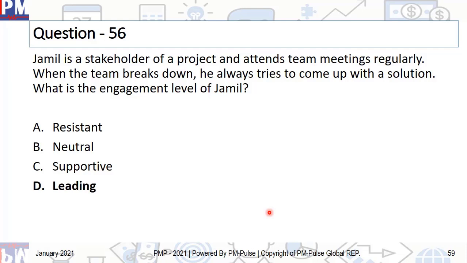And the correct answer is D. Leading. So basically, let's have a look at this. Jamil is a stakeholder and he attends team meetings regularly. When the team breaks down, he always tries to come up with a solution. That means he's trying to lead the team. He's not only supportive in the project, he's leading, right? So he's actually taking up parts of the responsibility. So this is an example of a leading role as a stakeholder.